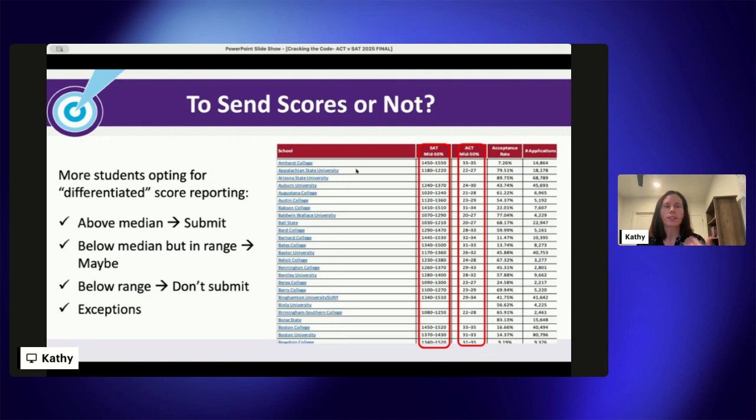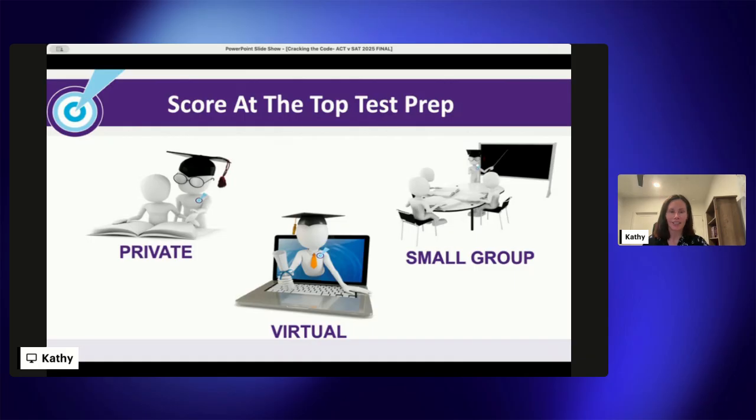So here, for instance, let's say I have an SAT of a 1250, right? So I take a look at this chart and I see for App State, that 1250 is certainly above that college's mid 50. So it's probably to my advantage to submit. But it is significantly lower by 200 points for Amherst. So I probably don't want to submit. And again, this will only apply to a college with a test optional policy. So you can take that into account.